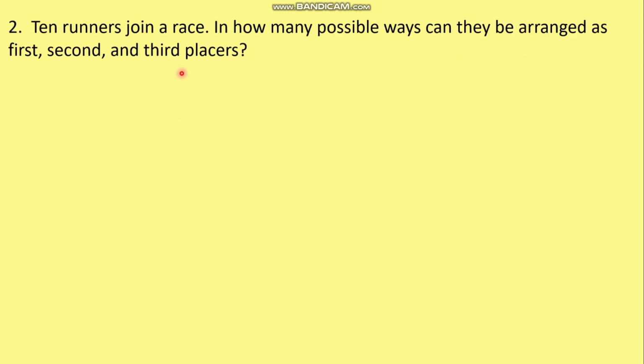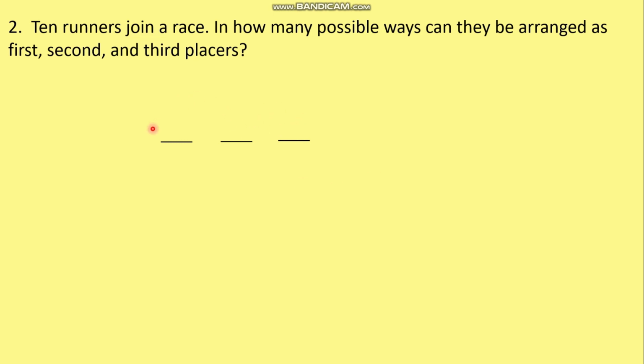For number 2, 10 runners join a race. In how many possible ways can they be arranged as first, second, and third placers? So, meron daw tayong 10 runners. How many ways daw silang pwede arrange ng first, second, and third placers? First, gagawa muna tayo ng 3 blank spaces dito. So, nire-represent ito yung mga possible position ng mga runners. Ito yung first place, second place, and third place.